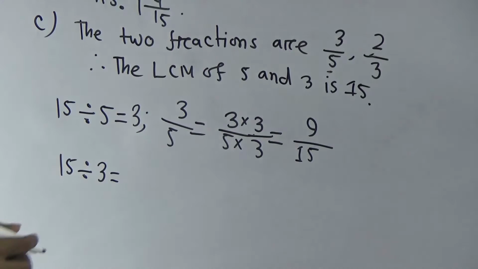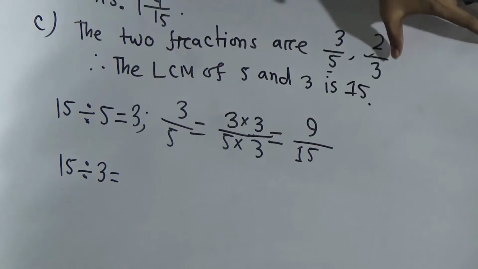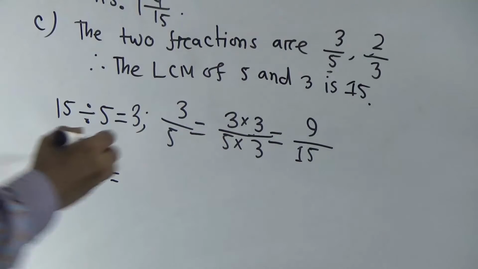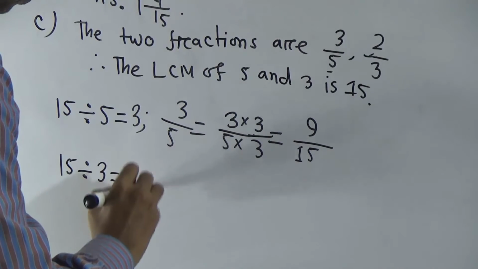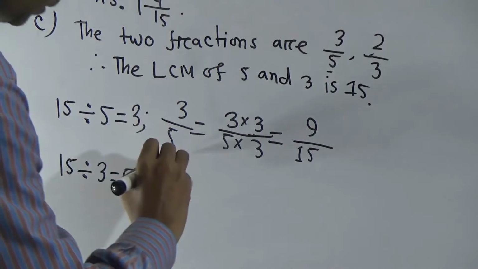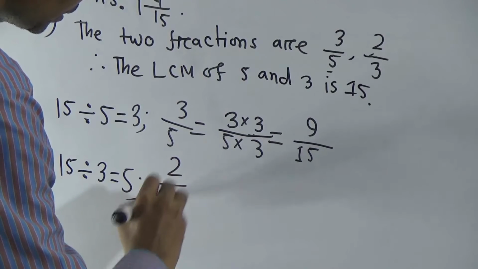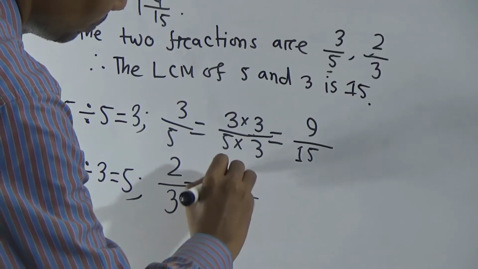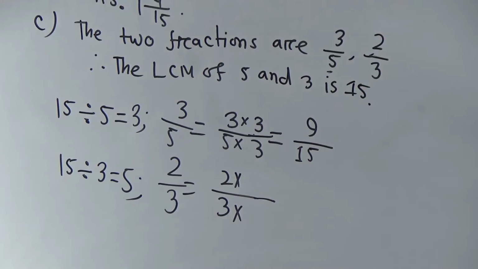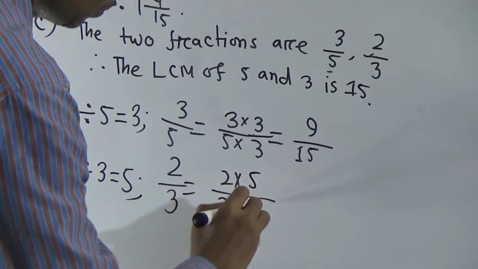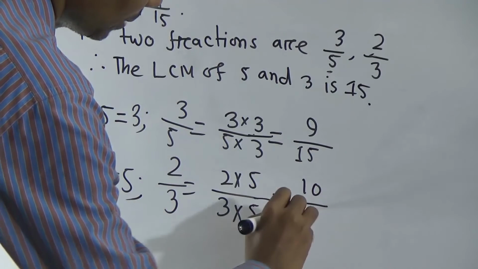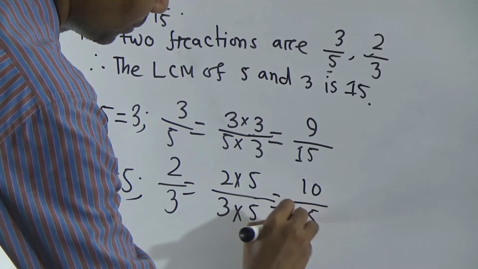Why 3? Because you see the second fraction, the denominator is 3. 15 divided by 3 is equal to what? 5. Okay, now write here 2 by 3. Both numerator and denominator you multiply by this 5. That means 5 by 5 equals what? 10 by 3 5s are 15.